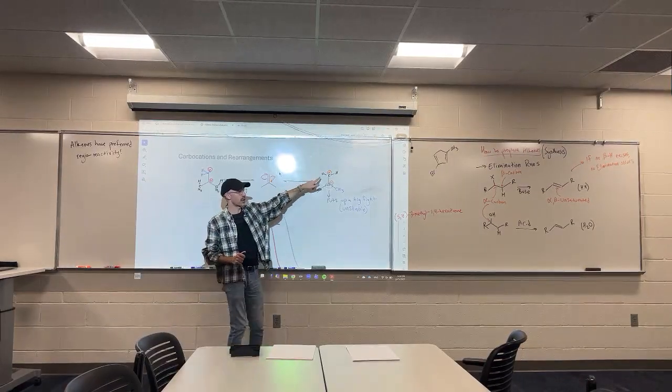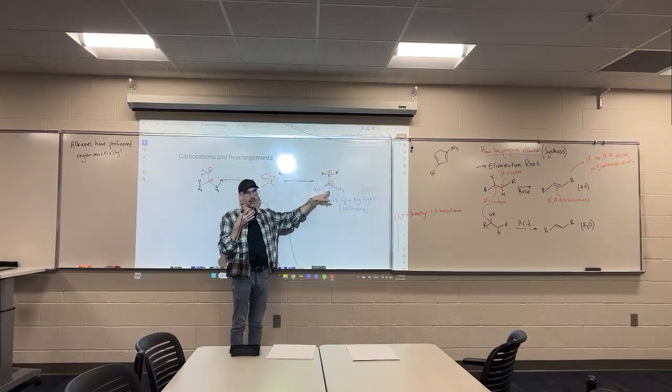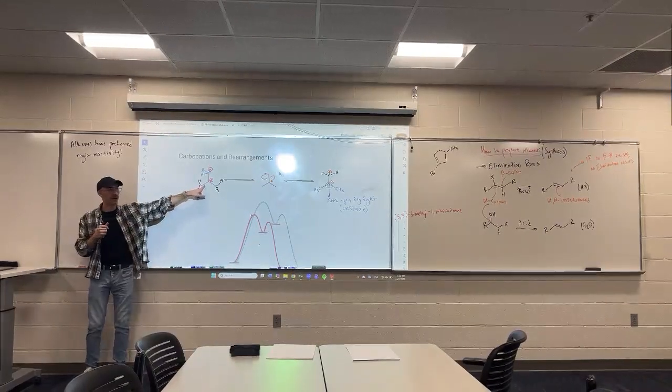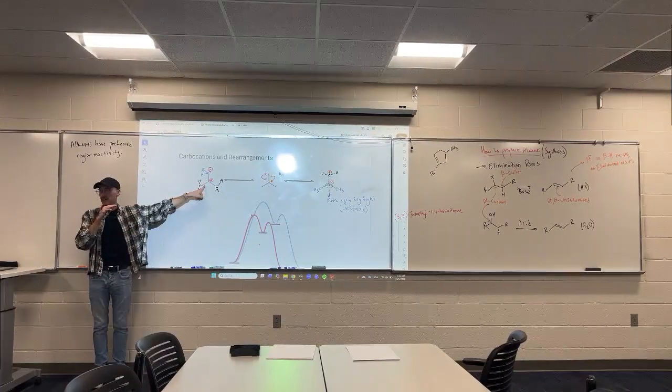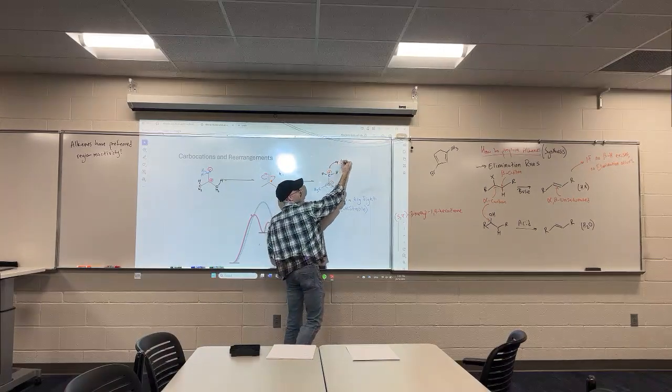Whereas this positive charge, well, it's got two itty-bitty little hydrogens, and then it's got one alkyl group that it can borrow some electron support from. This positive charge is more stable. This positive charge is less supported.